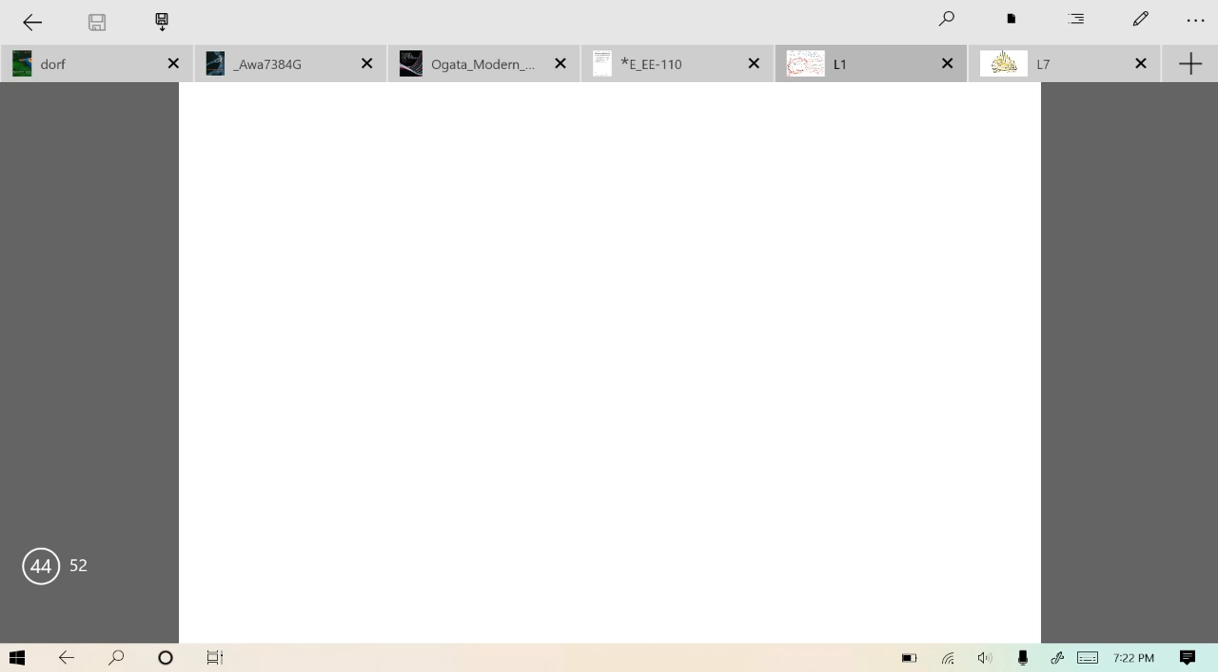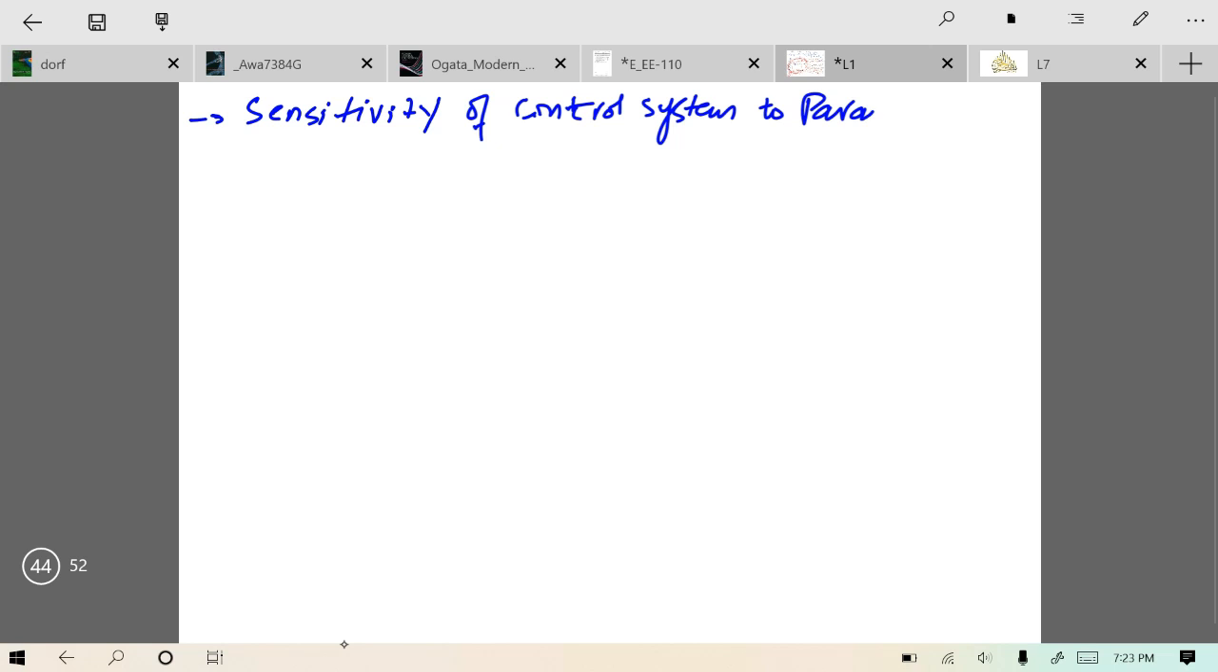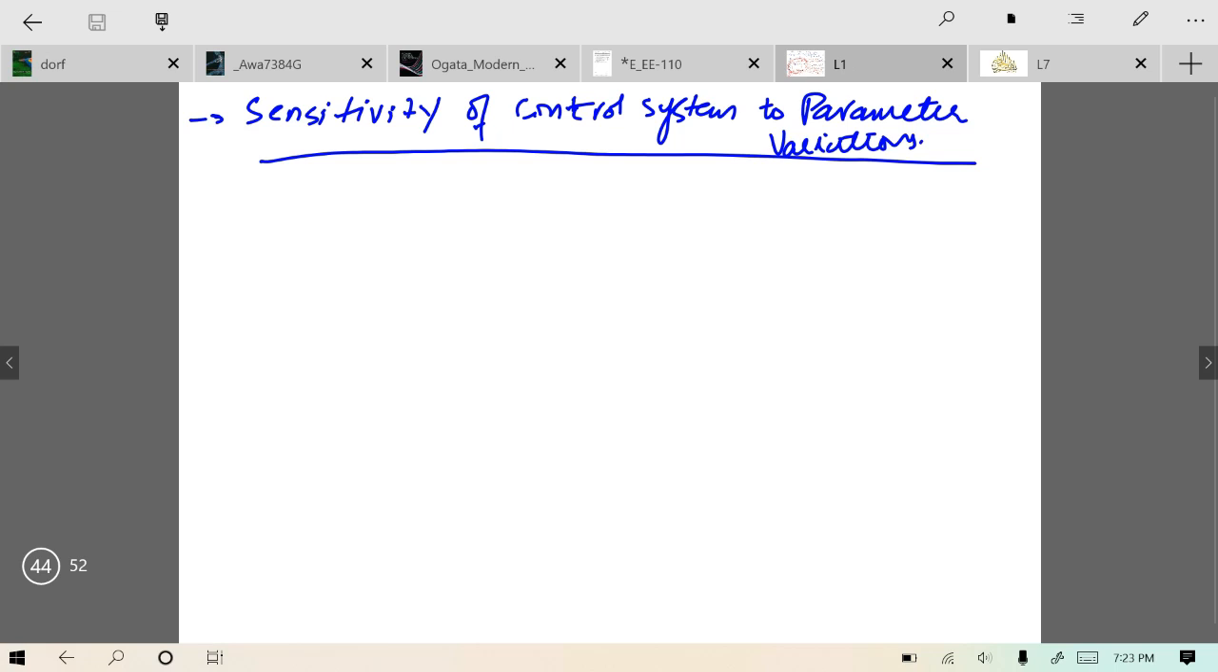Next, let's discuss sensitivity: sensitivity of a control system to parameter variations. Now, what is the sensitivity of a control system to parameter variations?